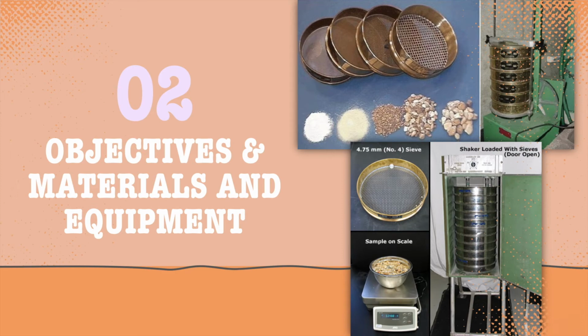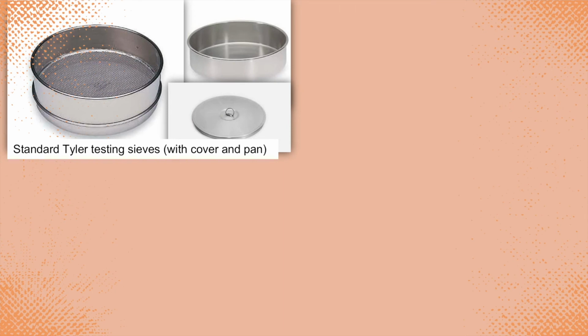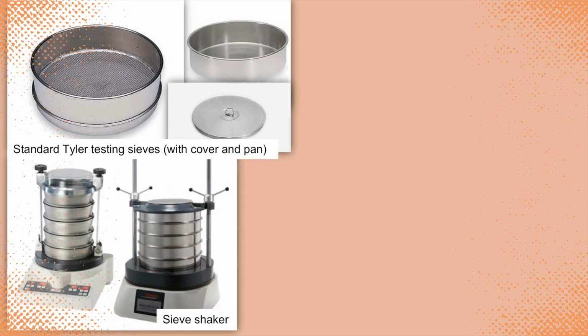For the materials and equipment, as you can see, there are quite a few. First is the standard Tyler testing sieves, with cover and pan, and these will be used to determine the particle sizes in a product and guarantee a certain quality level. Second is a sieve shaker, which is used for separation and size determination of particles by passing them through a series of chambers with mesh filters and agitating the sample in order to obtain complete separation.